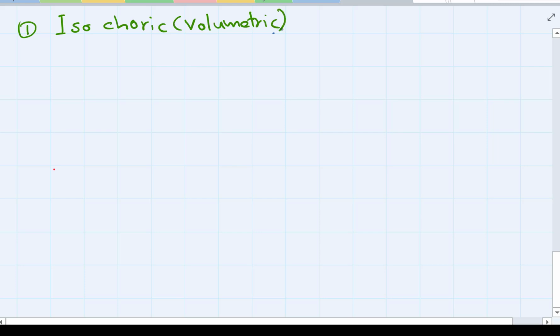Hello there. Let's talk about PV diagrams. There are 4 PV diagrams you want to learn side by side. So the first one is isochoric, or isovolumetric. That means the same volume.